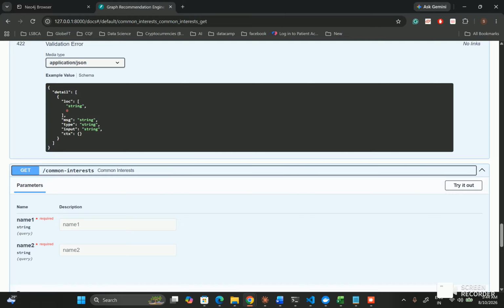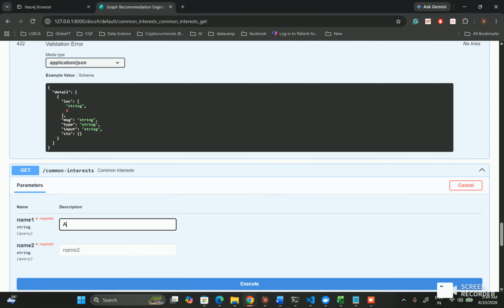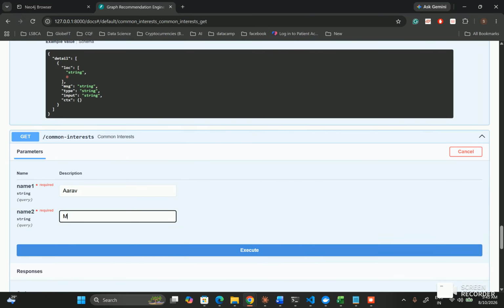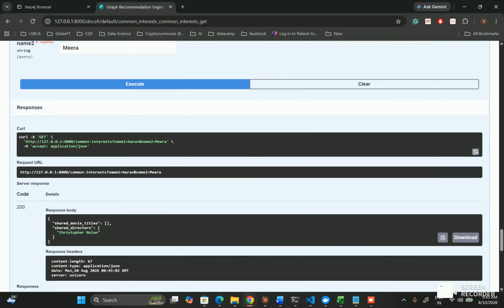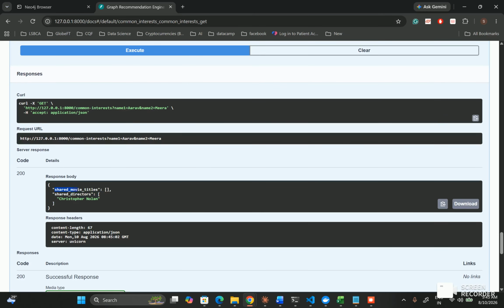interests. And over here, if I put Arav, and over here, if I put Mira, right? And over here, see, same thing. Shared movie title is empty, but shared director is same. Christopher Nolan. They love Christopher Nolan, right? Makes sense, understandable, right?